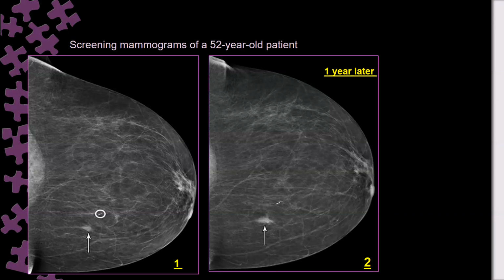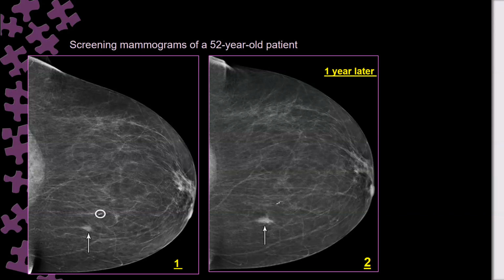The first image showing an irregular hyperdense mass lesion at the inner part of the breast. Okay, what is the definition of the mass?